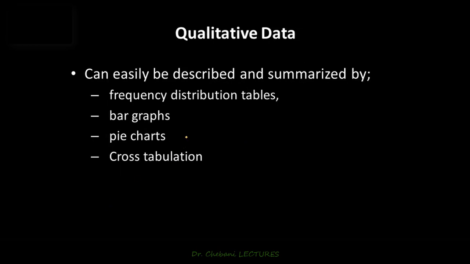So qualitative data can easily be described and summarized in these four ways, right? The first one is a frequency distribution table, then a bar graph, a pie chart, and what is known as a 2x2 table, or cross tabulation, or a contingency table.